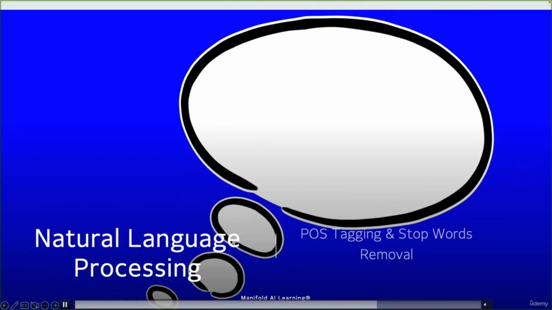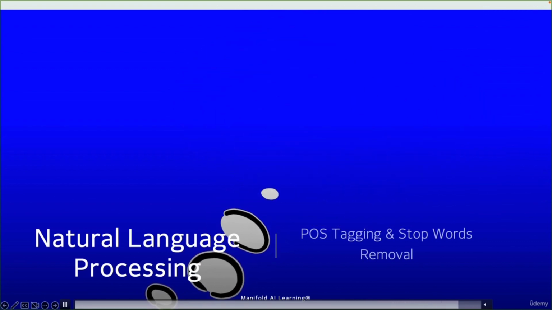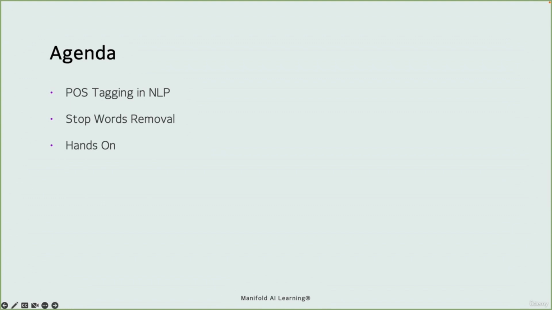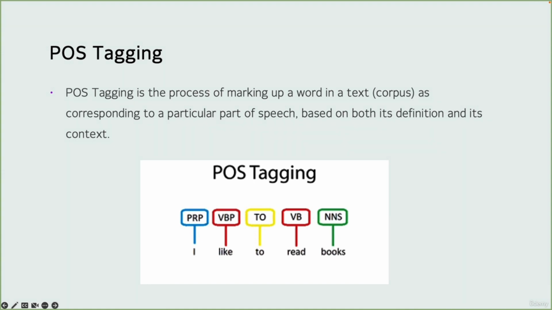In this video, let's talk about part of speech tagging and stop words removal. As we progress in this video, we will look into POS tagging, that is part of speech tagging, for text data. And we'll also see how we can remove the stop words from the given text data. We'll do all these things in a hands-on manner with the help of the NLTK library. So let's get started. Let's start by understanding what exactly this part of speech tagging is.